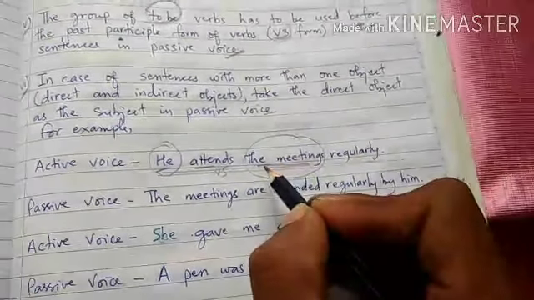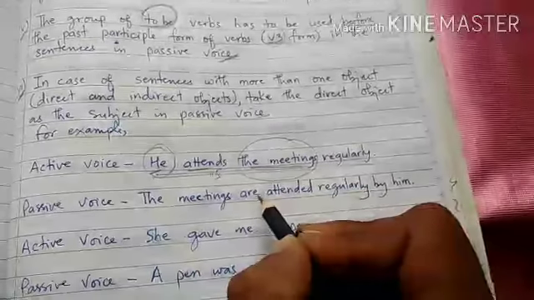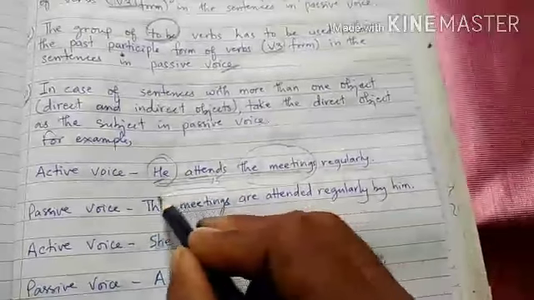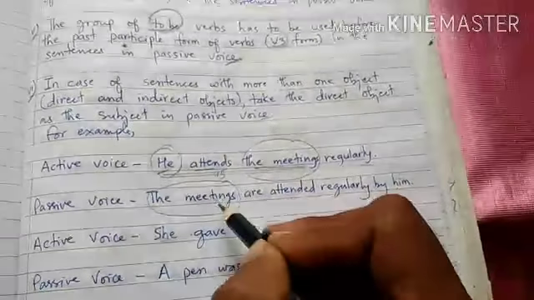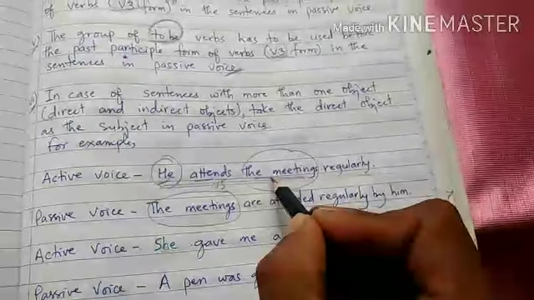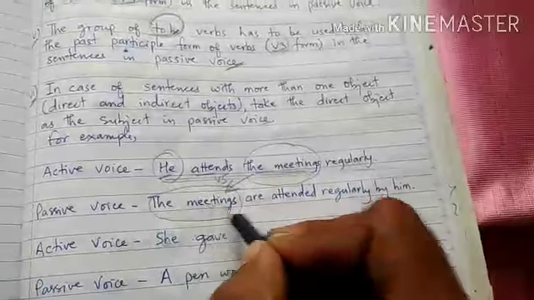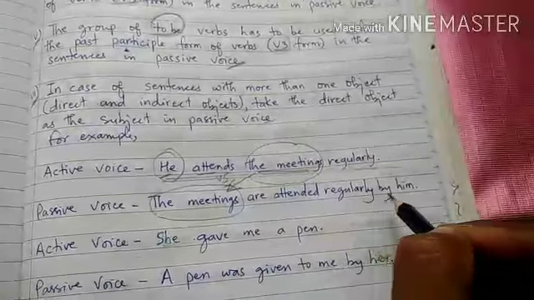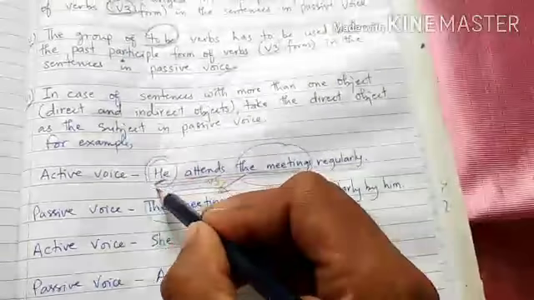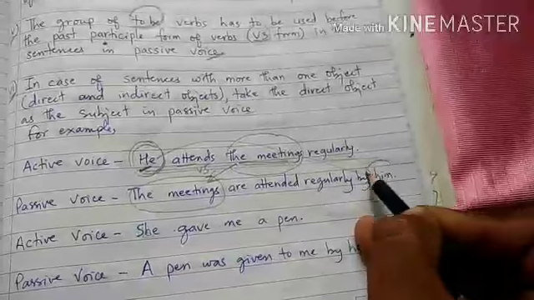change the place of object into subject and subject into object. Like here, the meetings are attended regularly by him. Now see here, the meetings ये passive voice में है. Okay, जो कि यहाँ पर एक्टिव वॉइस में क्या था? ऑब्जेक्ट था, तो यहाँ पर हमने ऑब्जेक्ट को सब्जेक्ट बना दिया. The meetings are attended by him. So now यहाँ पर him object है, ये subject है. एक्टिव वॉइस में he सब्जेक्ट है, तो इसे हमने पैसिव वॉइस में ऑब्जेक्ट बना दिया.